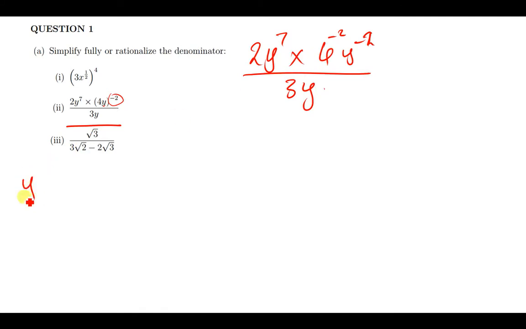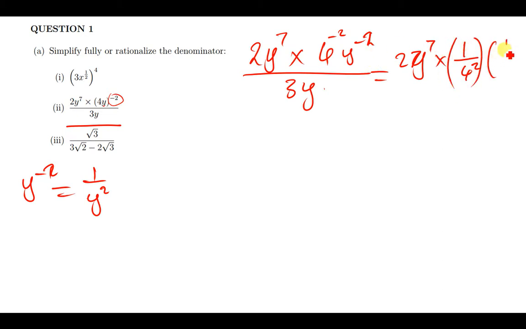So remember, if you have any number raised to a negative power, this is just the same as taking that number as a denominator and then 1 to be the numerator. So we can rewrite this as 2y to the power 7 times, so this is 4. Since this is 4 to the power negative 2, we can write this as 1 over 4 to the power 2. Then this can also be written as 1 over y to the power 2. So from there we have everything there being divided by 3y.